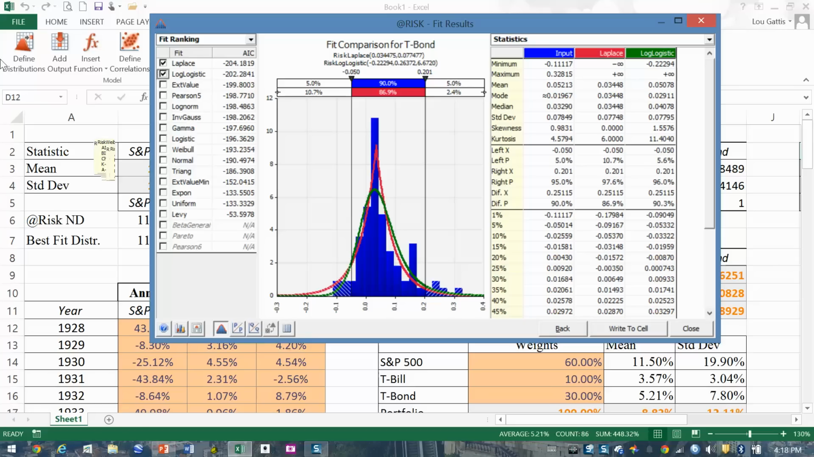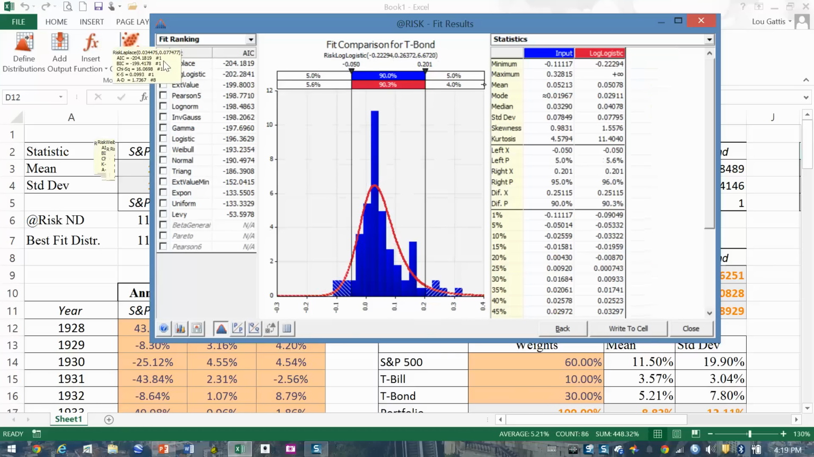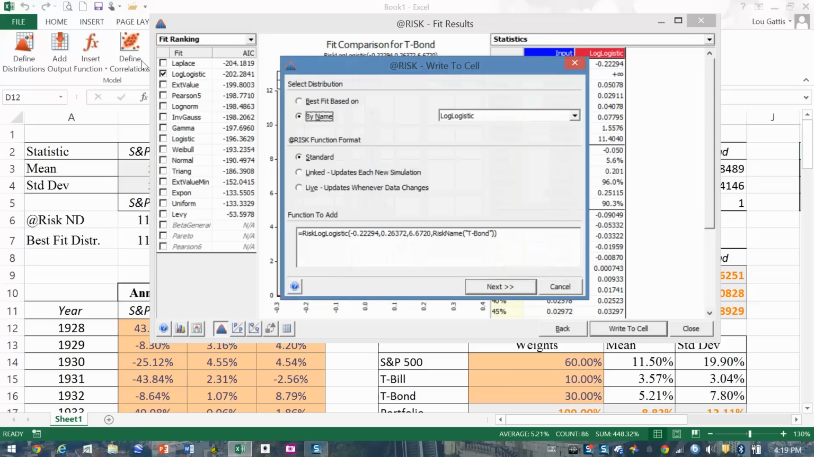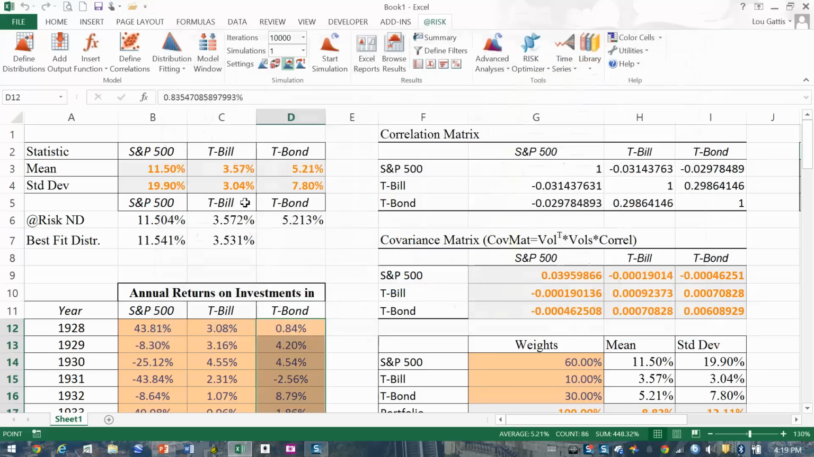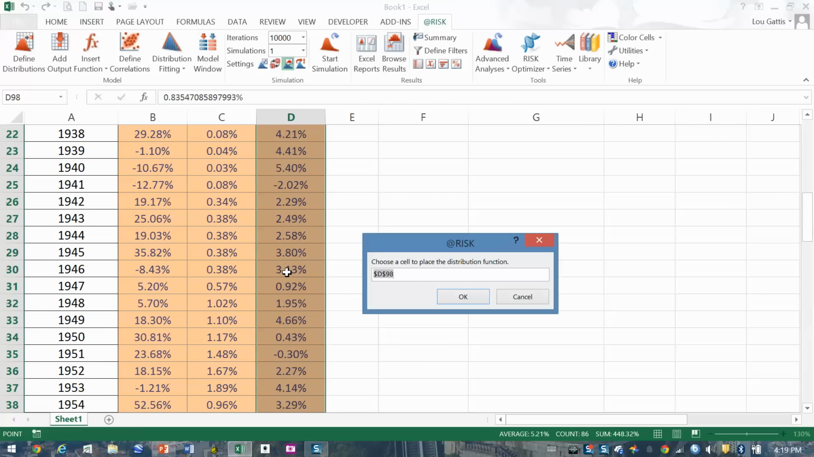I want to go with the log logistic, even though it may fit this huge peak a little bit better. But just the idea that these distributions are a choice, and I'm just going to pick it because I don't want to change the mean of my distribution that drastically. So I'm going to write that to a cell using the log logistic. Remember, I unclicked Laplace, and I'll put that up here.